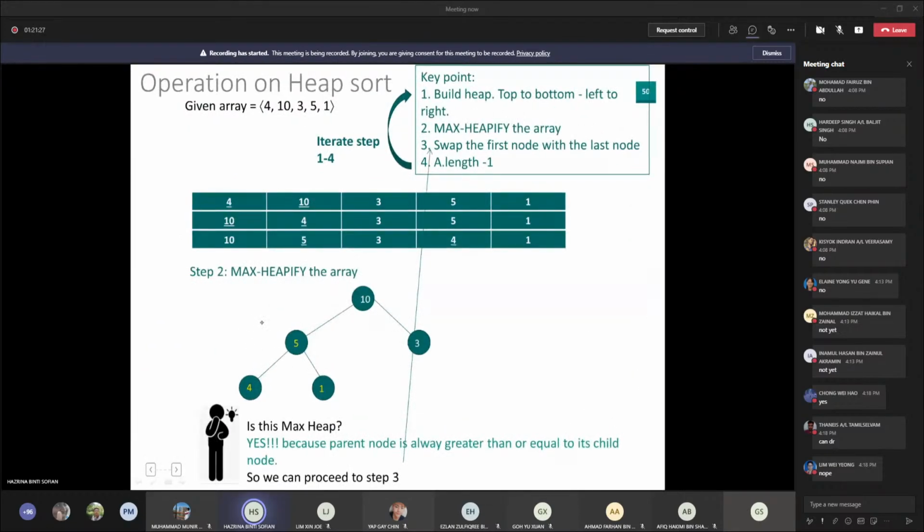One important question is how do we choose the pivot? This makes a large difference in the performance of the algorithm. Then this is a max heap, because the parent node is always greater or equal to its child node. 10 is bigger than 5, 3. 5 is bigger than 4, 1.